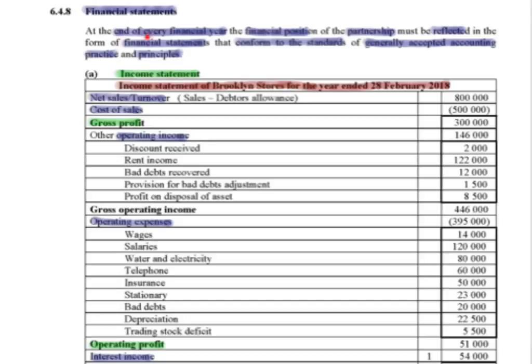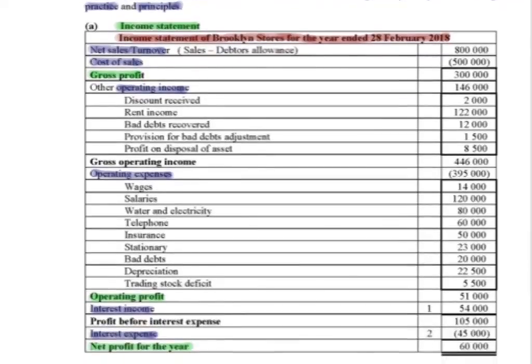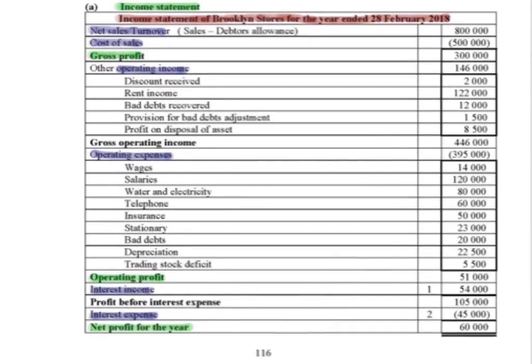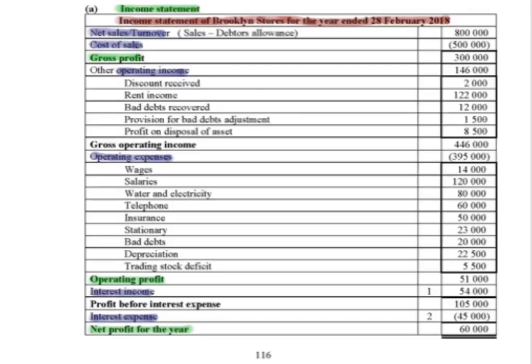So at the end of every financial year, the financial position of the partnership must be reflected in the form of a financial statement that conforms to the standards of GAAP, generally accepted accounting practice and principles. So when we look at the first financial statement, it is the income statement. From grade 10 to grade 11, the income statement does not change at all. So if you studied this layout last year, then you do not need to study it again this year.